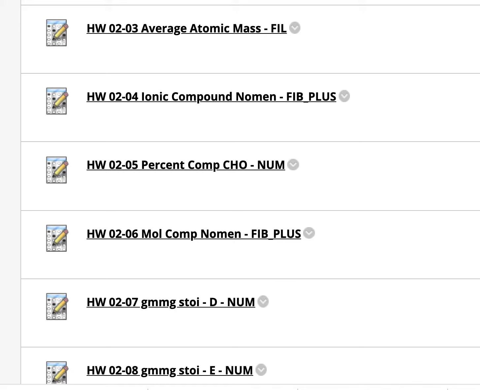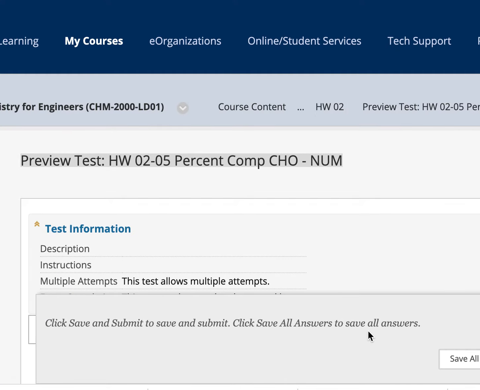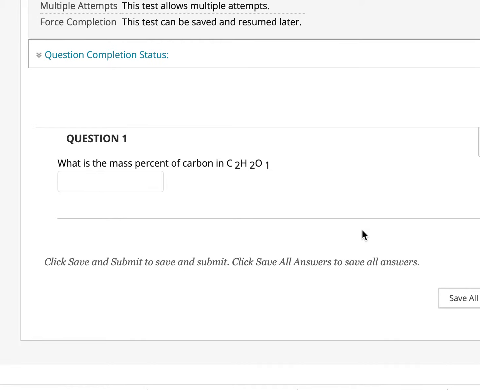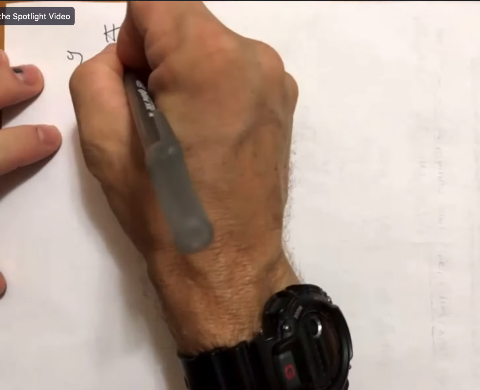And for 0205, let's see what the question is. It says, what is the mass percent carbon in C2H2O1? Now that I've got the question, I'll work it for you. So it's the percent carbon in C2H2O1.